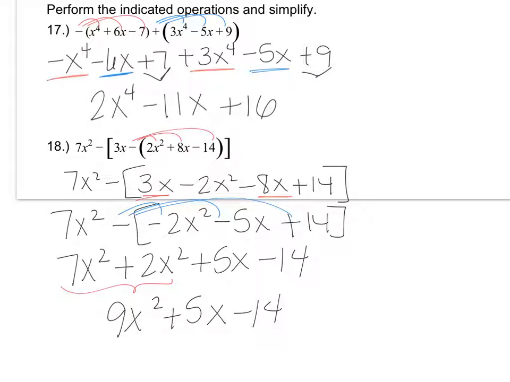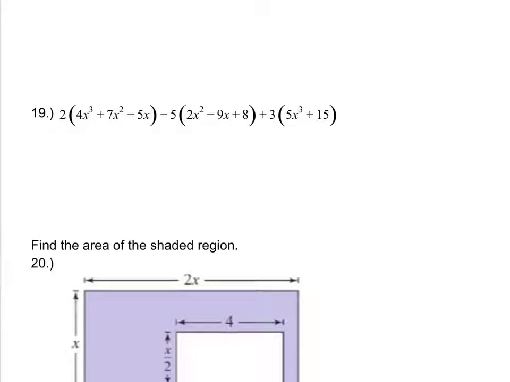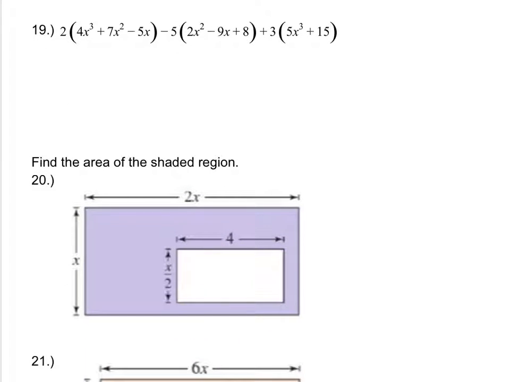All right, we got one more example. We're not going to worry about the area. We're just going to work on 19 and then we'll stop there. So on 19 now we actually have numbers that we need to distribute. So this 2 is going to distribute to everything in the parentheses. This negative 5 is going to distribute to everything in the parentheses. And then this 3. Once I've done my distribution, I'm going to see what I can combine together.